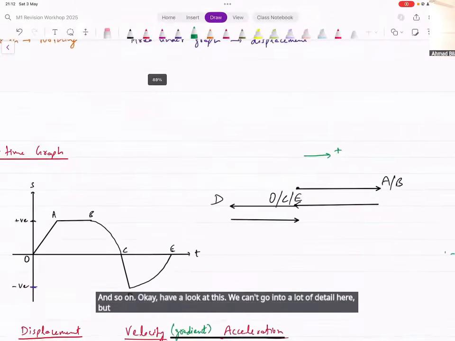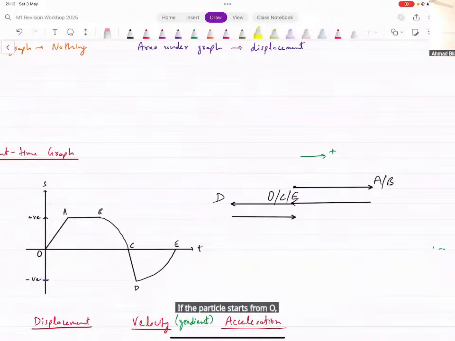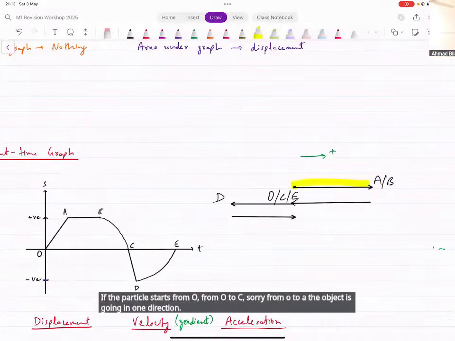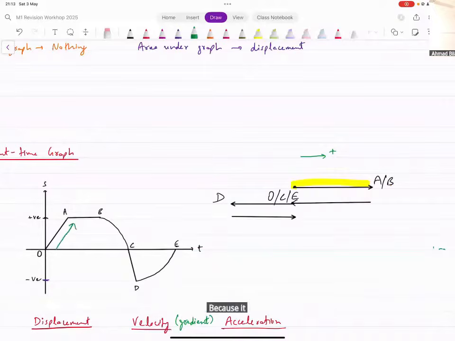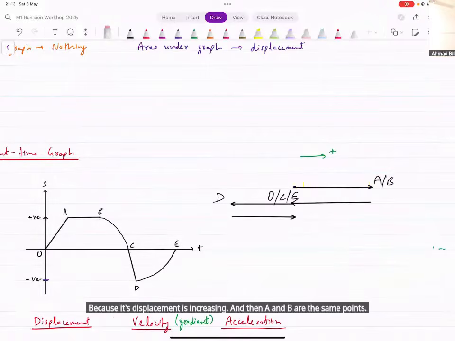From this graph, what you interpret is the direction of motion. If the particle starts from O, from O to A, the object is going in one direction because its displacement is increasing. And then A and B are the same points. At that point, it's at rest.